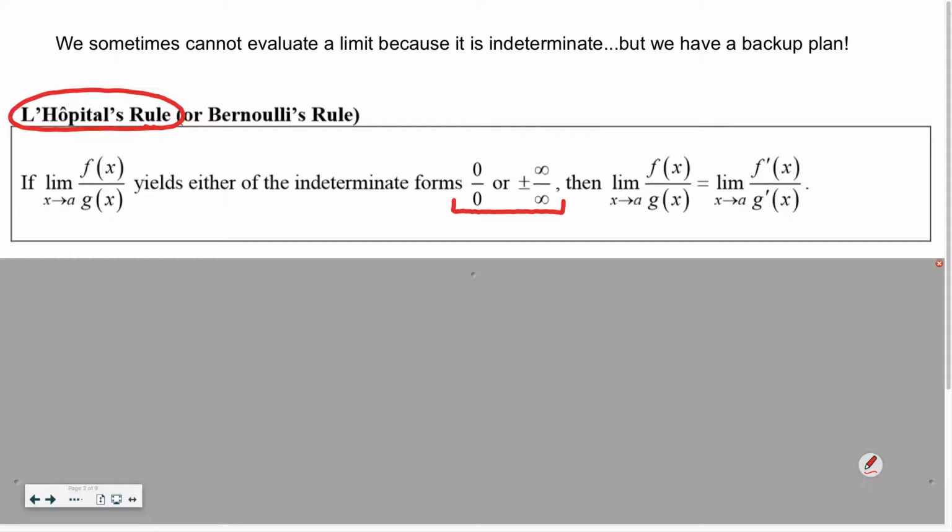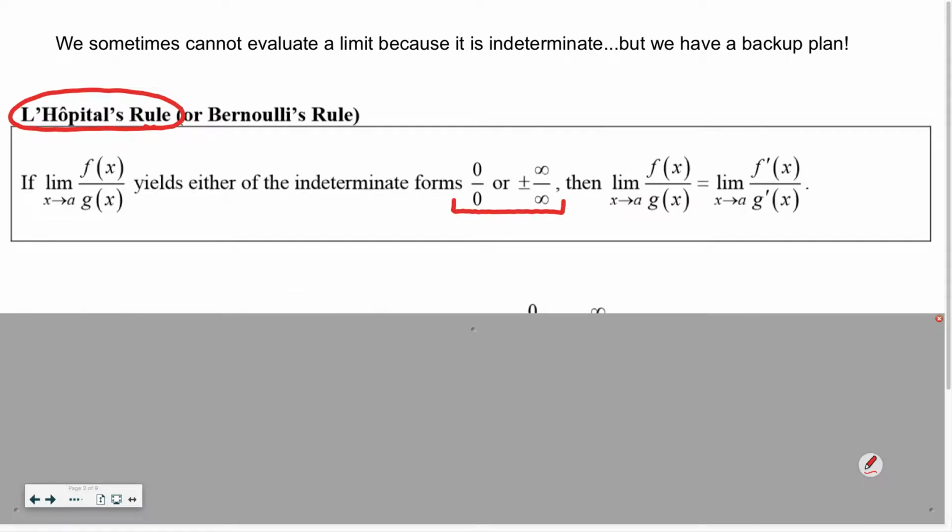Okay. Do you notice how our limit originally is a fraction? If that limit goes to 0 over 0 or infinity over infinity, plus or minus, doesn't matter, these are two fractions that we cannot determine the value of. They're called indeterminate. So if we have a fraction limit that gives us this indeterminate form, then we can take the derivative of the numerator, take the derivative of the denominator, and then try our limit again.